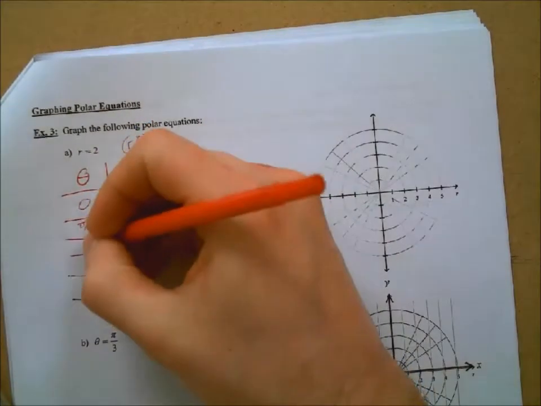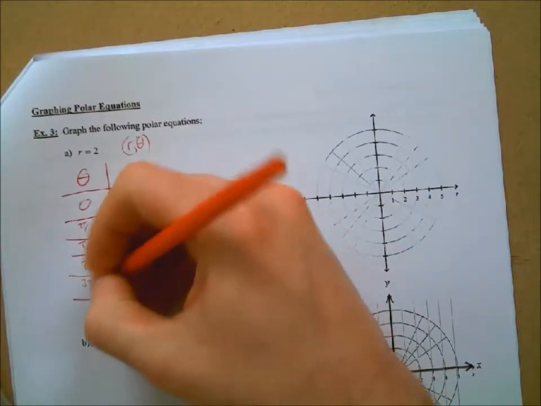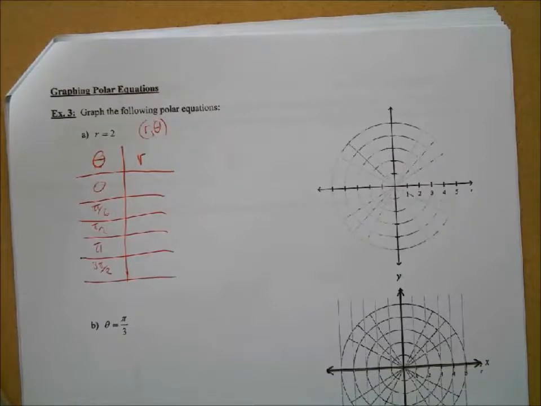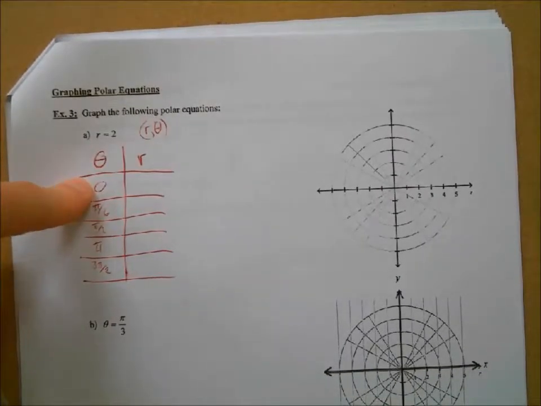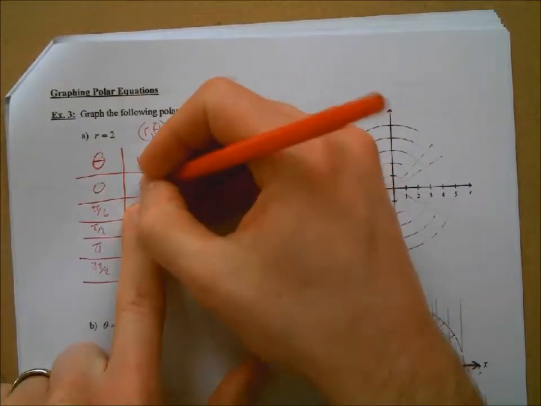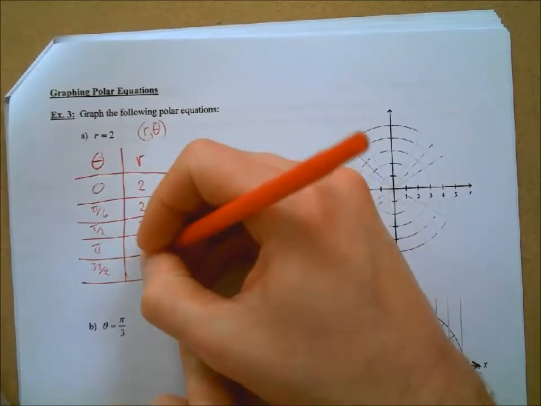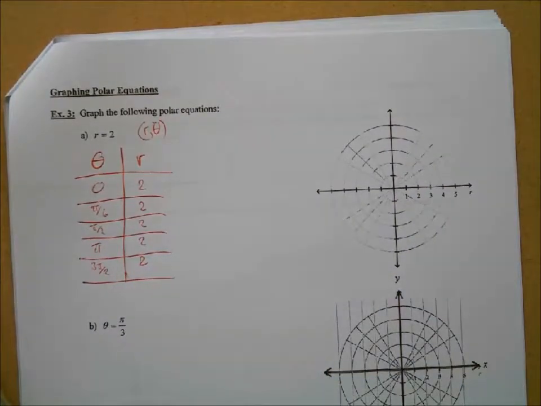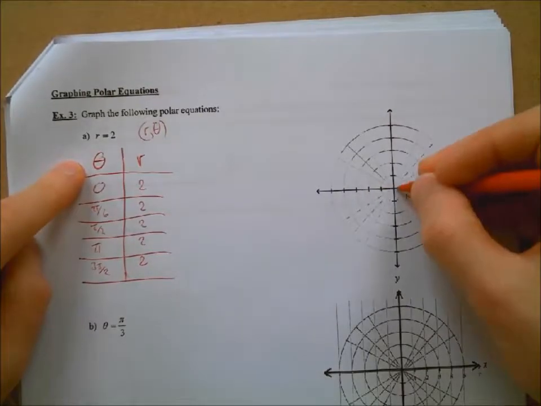Pi over 6, I'm just going to pick some values here. Pi over 2, not random, but things that we can identify easily on the polar coordinate plane. All right, so if theta is 0, what do we know r is going to be? 2. If theta is pi over 6, what will r be? 2. Okay, so all the r's are 2, doesn't matter what theta is. What does that result in? Right, a circle.